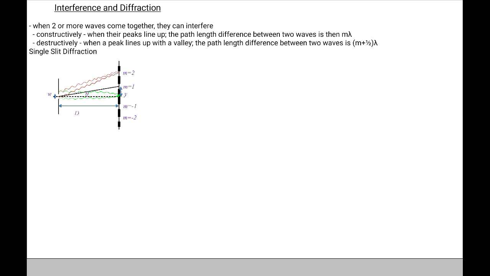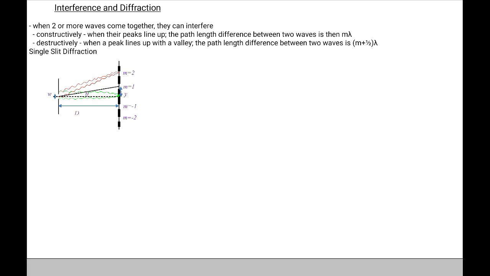So on this screen, what we will observe is a central bright fringe, followed by dark fringes, followed by more bright fringes, followed by more dark fringes, and so on. And you'll see that the central bright fringe is the widest one and the most intense one, and then they get less intense and smaller the further away they go out from the central bright fringe.